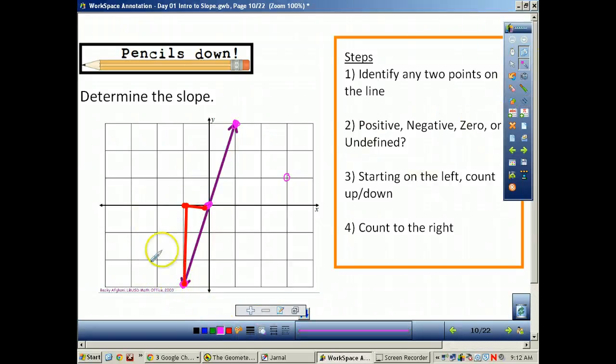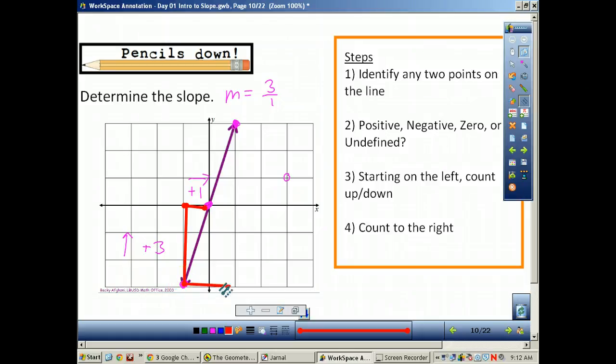What do we have here? How much from here to here? Positive or negative? Yeah, positive since we're going up, and positive since we're going right. So we have m equals, what is it? 3 over 1.